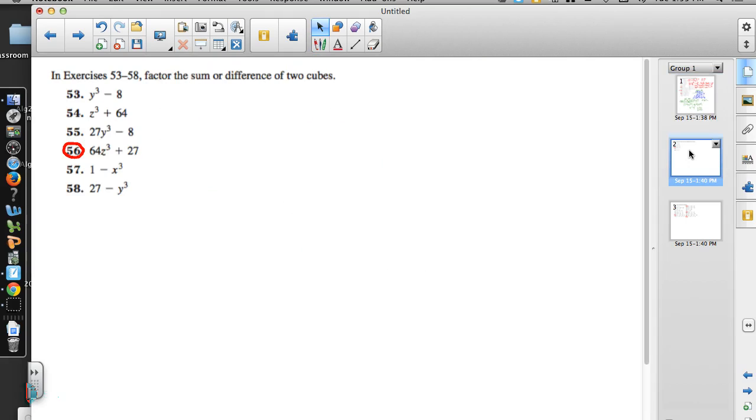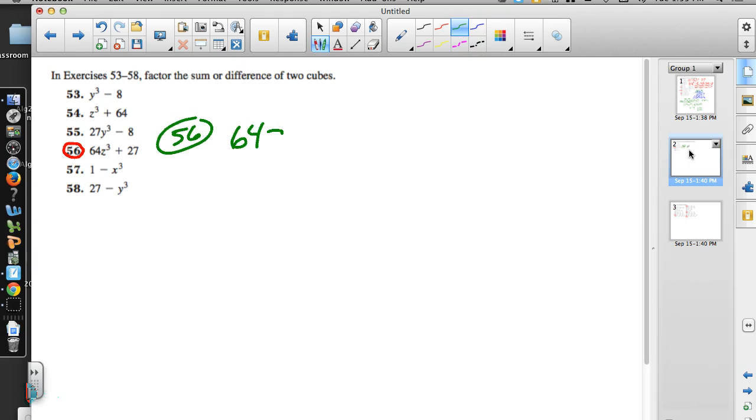You had asked about number 56, and this was factoring the sum or difference of two cubes. So the first thing you look at in 56 is whether or not we do have a common monomial factor. And at 27 in the back, you're thinking, maybe I could pull a 3 out, a 9 out, what can I do? And we can't. But that's okay, because this is a perfect cube, and this is a perfect cube.